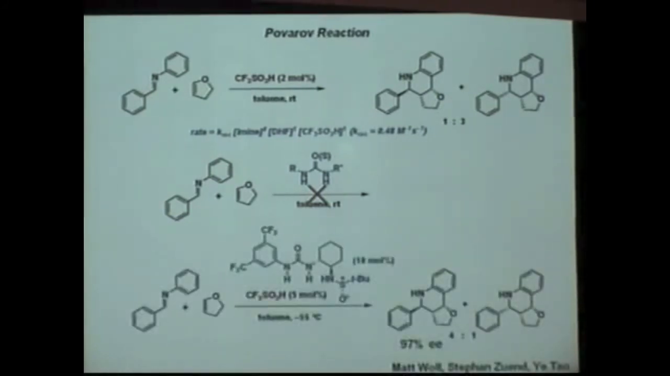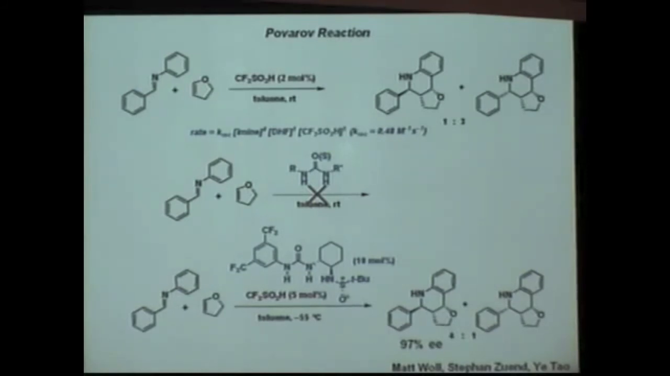Now, weak acids, such as ureas and thioureas, do not catalyze this reaction. Not surprisingly, ureas and thioureas are very weakly acidic. They have pKa's around 20, so 20 orders of magnitude less acidic than molecules like this. But the remarkable thing in the discovery is that if you combine triflic acid with this chiral catalyst, this chiral urea derivative, you induce the desired reaction. You change the stereochemical relationship.